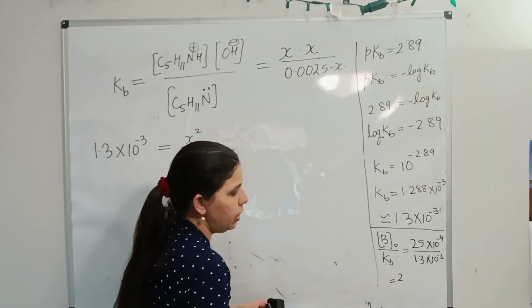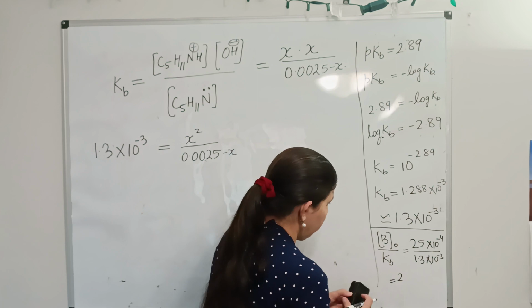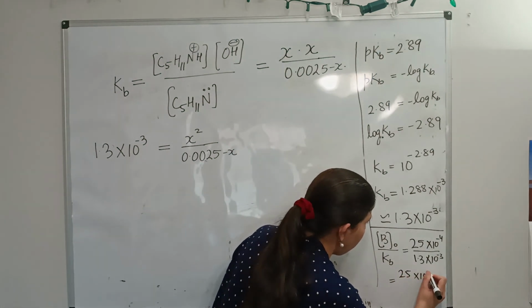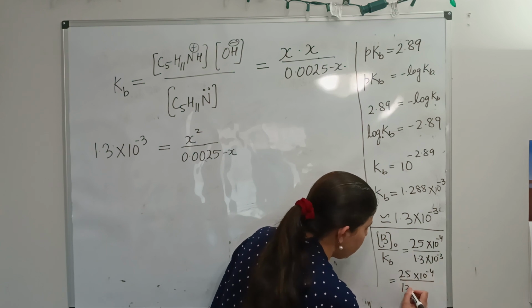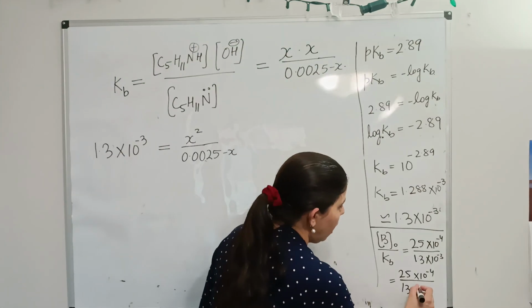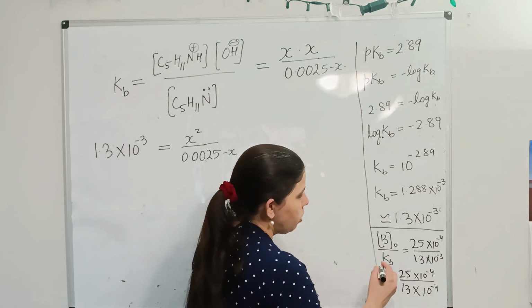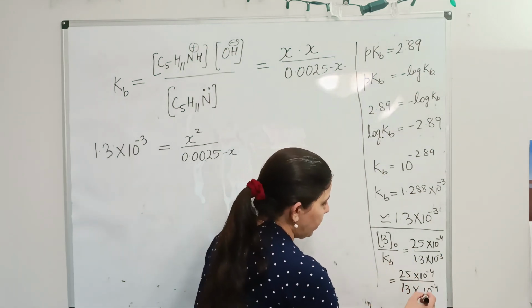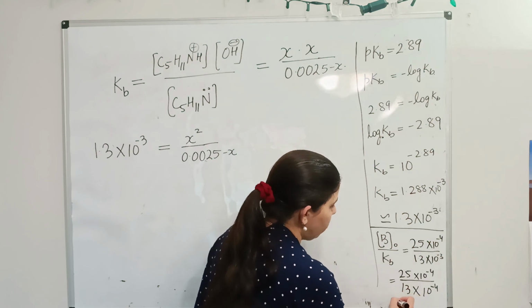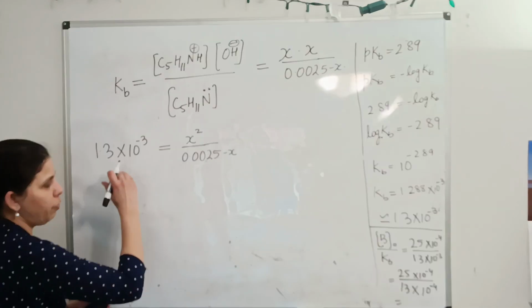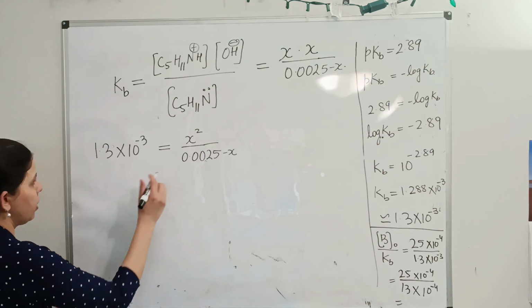So this is less than 400. If I write it properly, it's 25 times 10 raised to the power minus 4 divided by 13 times 10 raised to the power minus 4. So they will cancel out and it's roughly equal to 2. So we cannot use the approximation. We have to solve it by other ways.